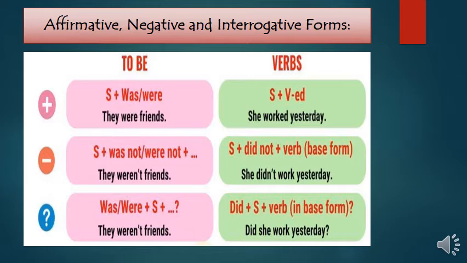Now if we have an action verb, I start with the affirmative form: She worked yesterday. The negative form: she did not, or didn't, work yesterday. We add did here because we do not have a helping verb in the sentence. I always start my question in the simple past with did. So, did she work yesterday?